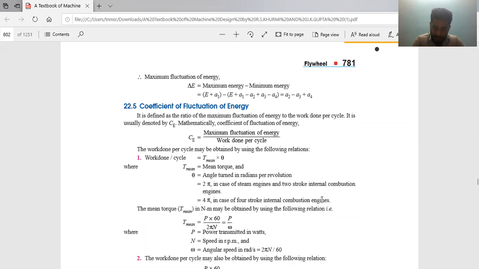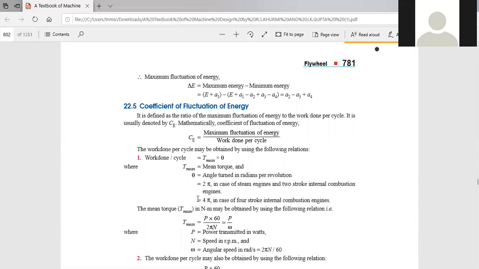One is suction, that is 180 degree. Again from 180 degree to 360 degree, you are getting compression. Again from 360 degree to the next 180 degree, you are getting your expansion, and again from that next 180 degree to your 720 degree, you are getting your exhaust. So theta will be 4 pi. Is it clear?